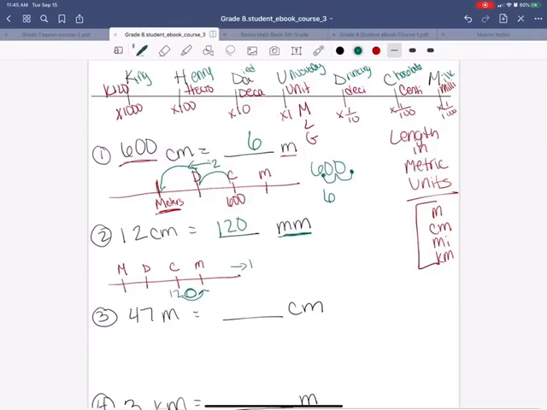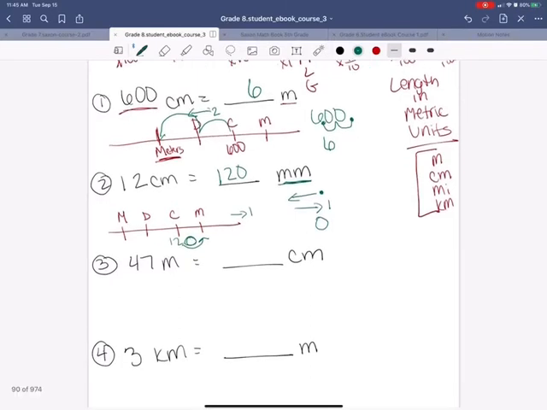So however many spaces you move, if I move 1 space in one direction, that means I'm going to have 1 zero at the end of that number. If I move 1 space in the other direction, that means that my decimal is going to move and be placed in front of 1 number.